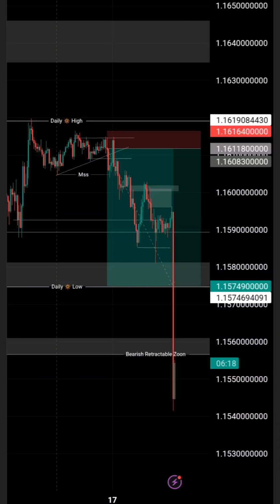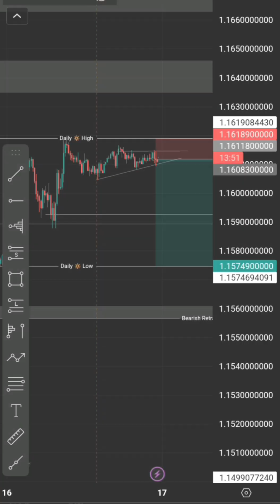Okay, guys, we took a trade this morning, and this is the return. This is what we got. So I'll be showing you guys how I got to this trade and the steps I took in order to place this trade.